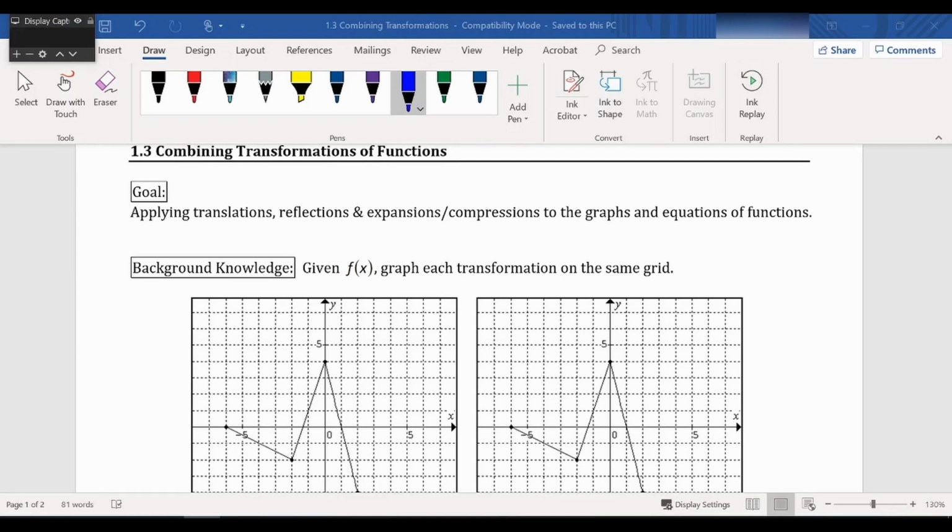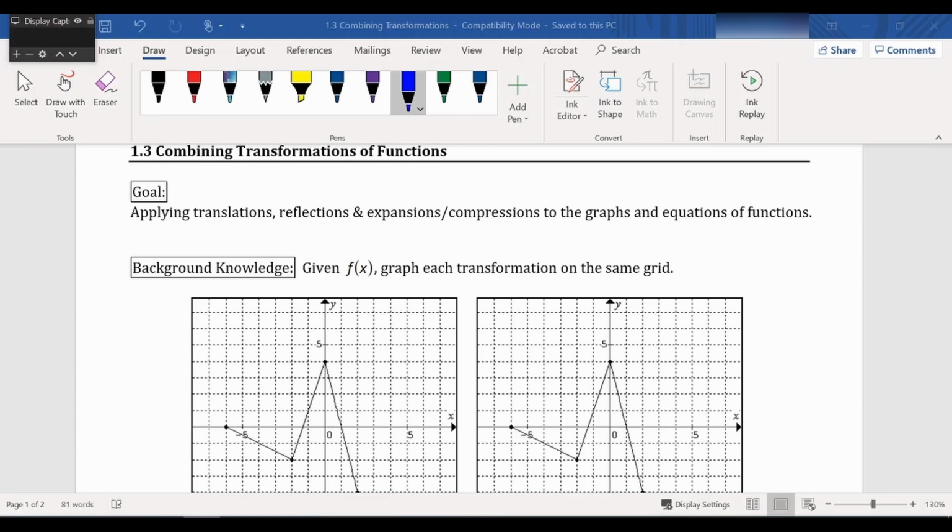So in the previous two lessons, we've looked at how we can move a function up, down, left, right, and how we can expand or compress a function, or stretch it or squish it, and how we might be able to reflect a function. So far you have done left, right, up, down together, and expansions, compressions together. Today we're going to be putting all of these things together. So you might have to do all 5 of those at once.